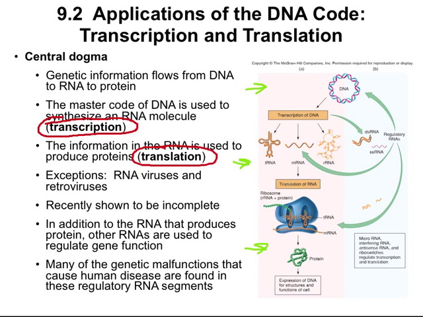Also, we've noticed that it's incomplete because not all RNAs end up becoming proteins. So some RNA molecules are used to regulate gene function. So we have a large group of regulatory RNAs that will be involved in both the process of transcription as well as regulating the DNA itself. Many of the genetic malfunctions that cause human diseases are found in these regulatory RNA segments.